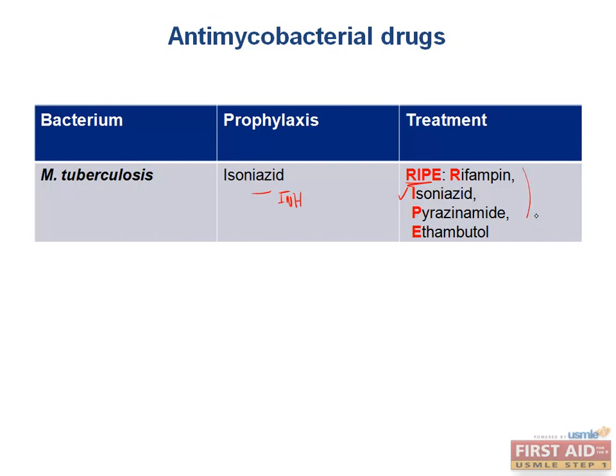These 4 drugs are used as initial therapy for 2 months, and then 2 drugs, namely isoniazid and rifampin, for 4 months. The way I like to remember it is that you use 4 drugs for 2 months, and then you use the first 2 drugs for 4 months. Remember the RIPE mnemonic to help you remember these drugs.